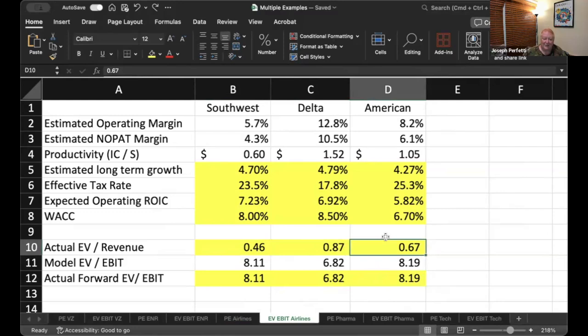$1 of revenue at American adds 67 cents to its enterprise value. That's EV to revenue. Remember, in the formula, EV to revenue divided by EV to EBIT is margin. One of the biggest drivers of EV to revenue is your margin. So that's the point.